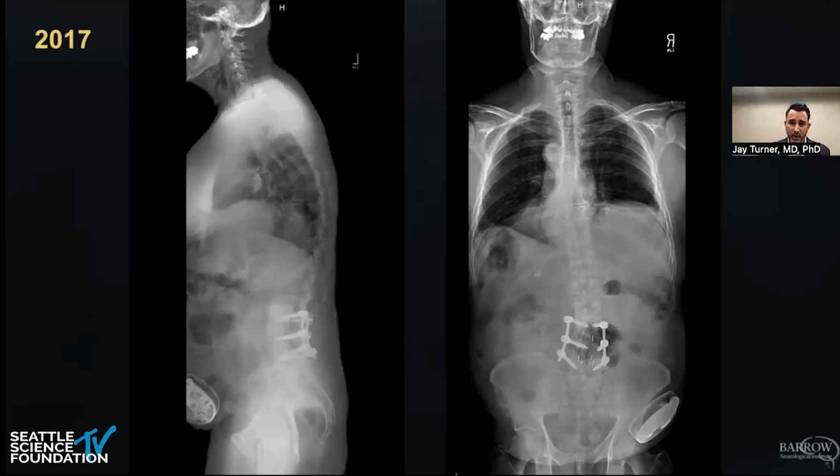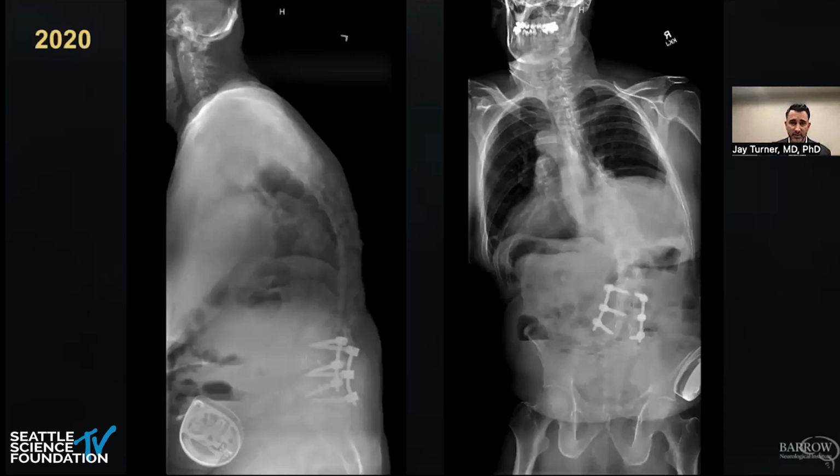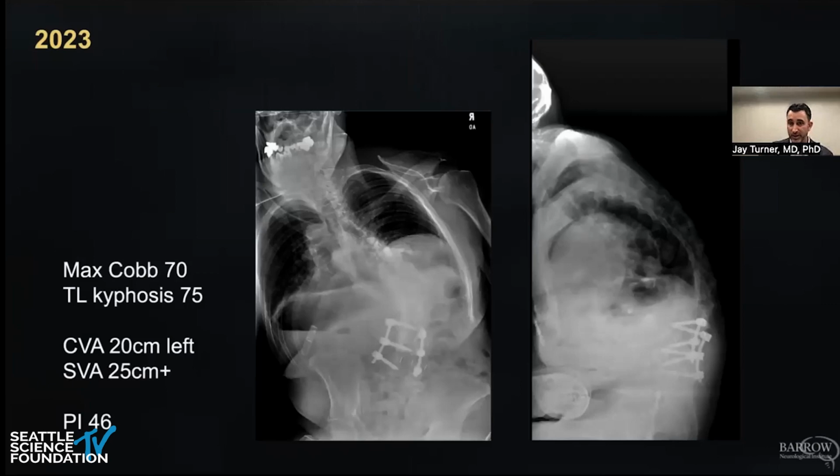He had a prior 3 to 5 fusion and alignment was pretty good, with a little bit of adjacent segment disease above it, but overall pretty good. The next set of X-rays we have was 3 years later. We can really start to see the spine starting to collapse pretty rapidly over the course of 3 years, and then 3 years later, this is where he's at.